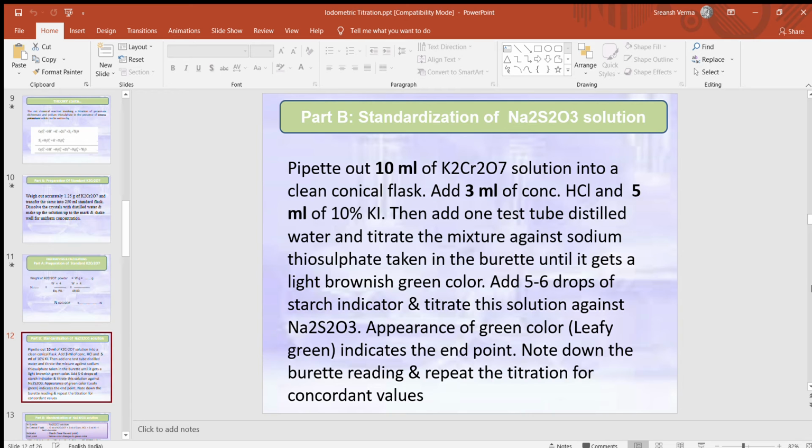So that a significant color change can be observed easily. Once your solution turns into a leafy green color, at that moment you have to stop the addition of hypo, note down the reading, and repeat the titration for concordant values.